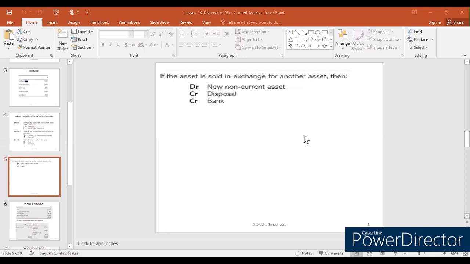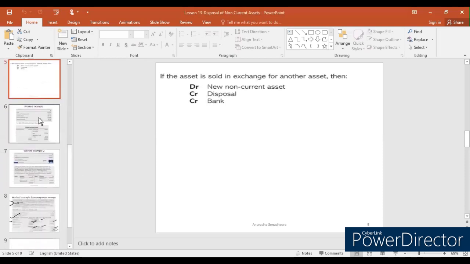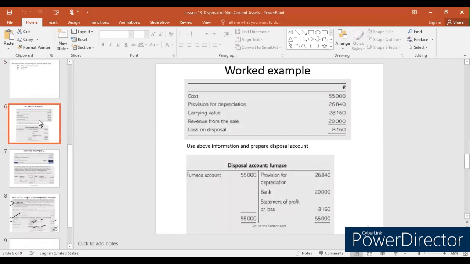Now, I told you when you are going to sell your fixed asset, if your current value, or we can say carrying value, is higher than the selling price, it is a loss on disposal. And if it is the opposite, it's a profit on disposal. So that's what you need to remember. It can be a profit, it can be income, it can be a cost. So take this example. They may give you a question like this, with a cost figure.